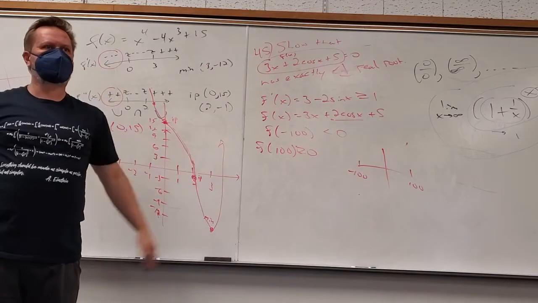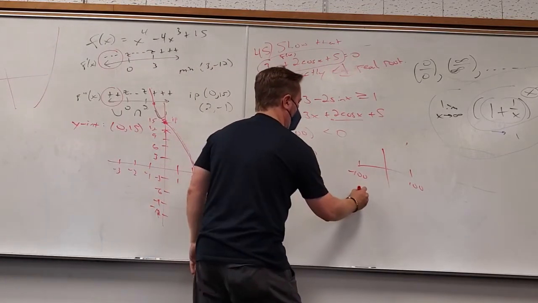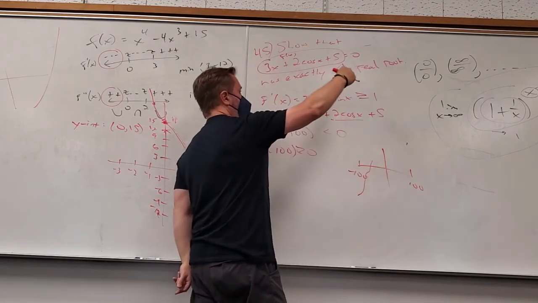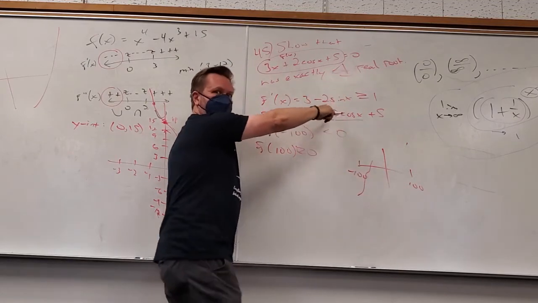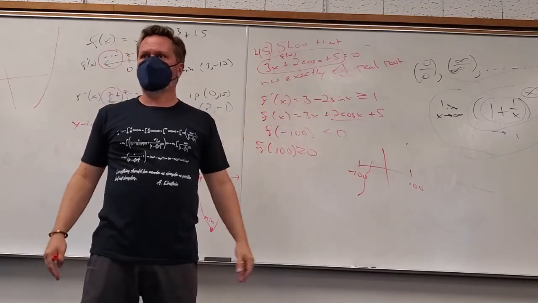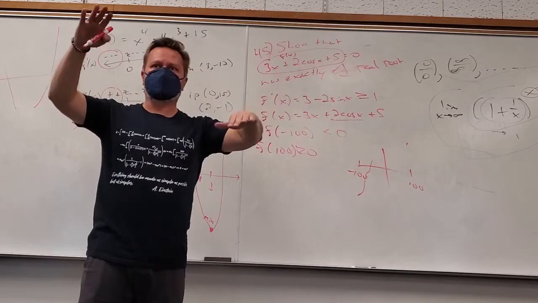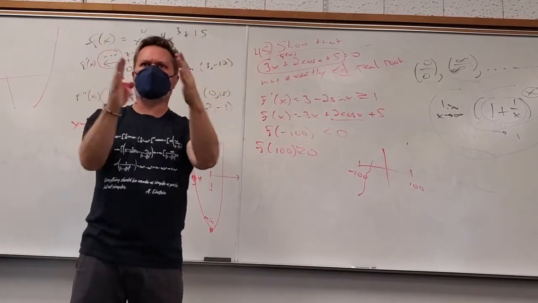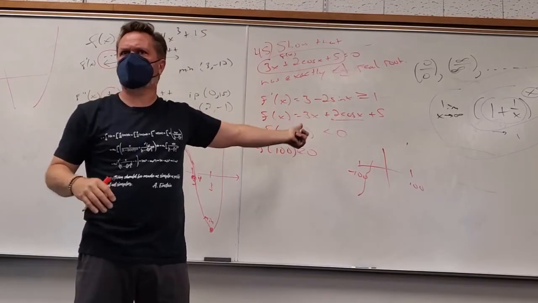Done. The only way it can have more than one is if it turned, and can it turn? No. Because that would mean the slope would become 0 somewhere. It's always at least 1. I know that's weird. But that's how we can use these things that we're learning. We can kind of use them together to do something like this.